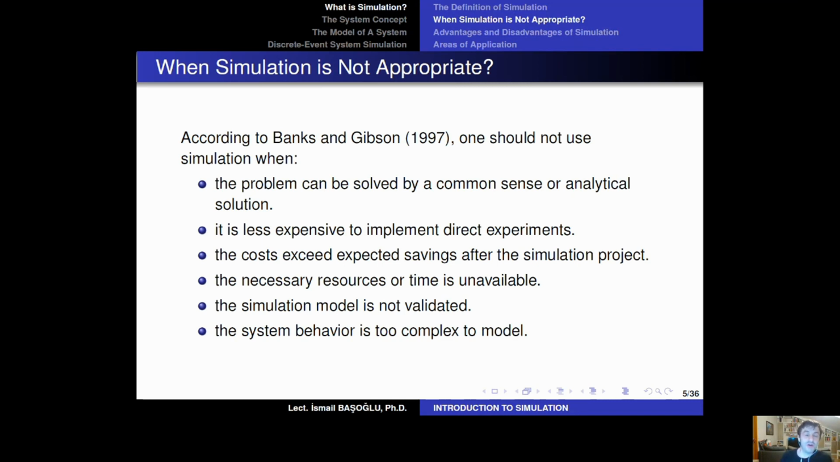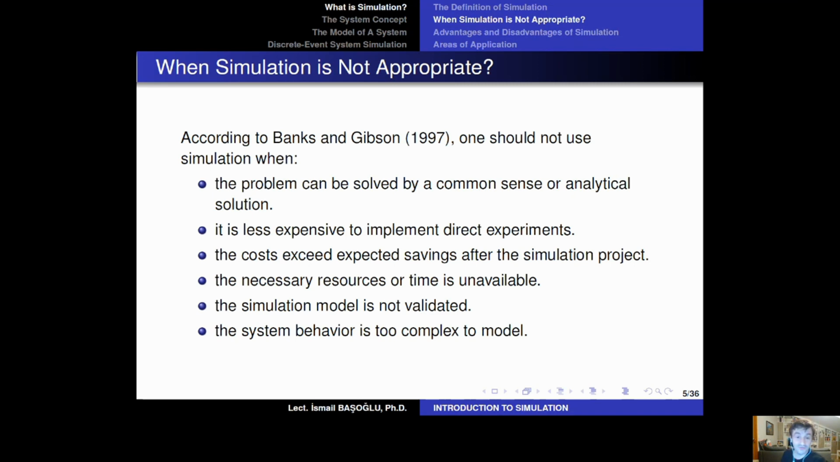So what are these? For example, if the problem can be solved by a common sense or analytical solution, if you can use a numerical integration to solve a problem. I mean, if you are taking a manufacturing planning course, maybe you have heard about the newsvendor problem or the newsboy problem. Now, in many cases, the newsvendor problem has an analytical solution. But you can also solve this problem with simulation methodology.